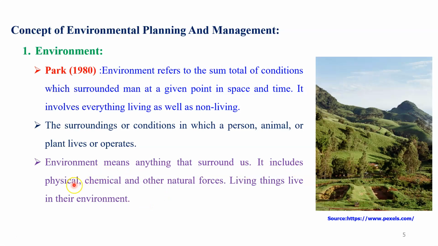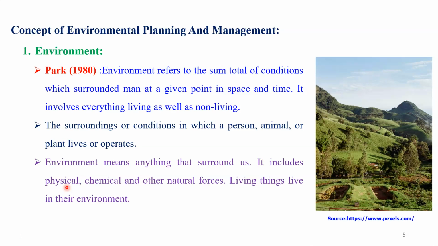It includes the physical, chemical and other natural forces in which living things live. See this definition again. Whatever we expect in the environment, all these things are included in this definition. It includes the physical. What does physical mean? It may be the terrain, or maybe the drainage system of that particular area. Maybe the geology of that area, the minerals, the rocks, the soil. These all are physical things.